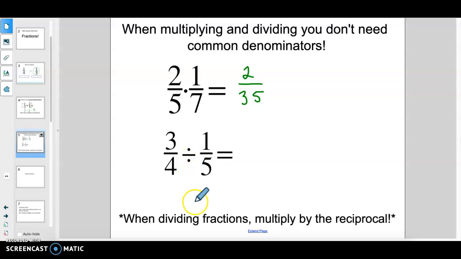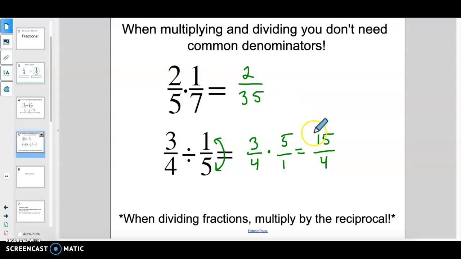So remember, when you're dividing fractions, you actually want to multiply by the reciprocal. So we're going to keep this 3/4 the same, and we're going to multiply by the reciprocal, which means we're going to flip over the 1/5. So we'll have 5 over 1. So 3 times 5 is 15, and 4 times 1 is 4.